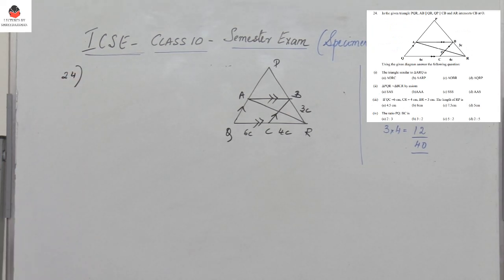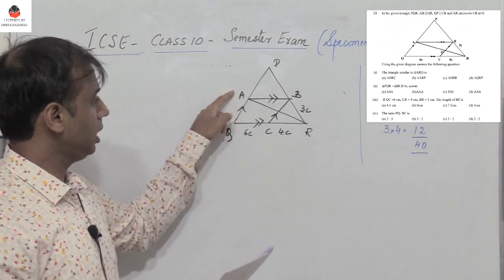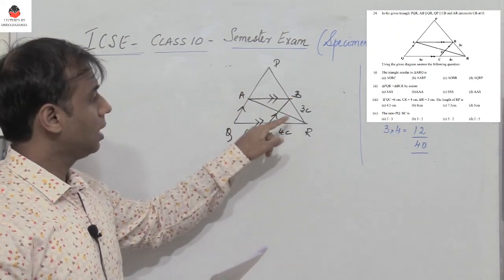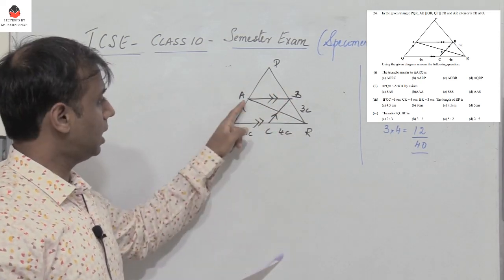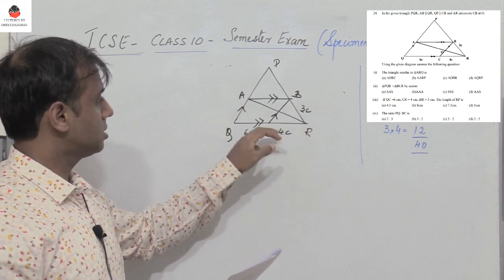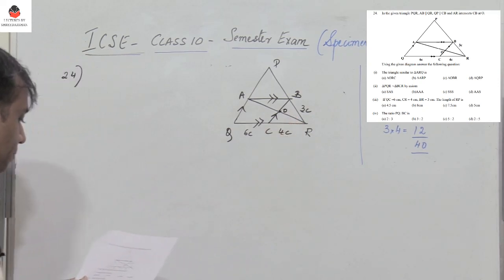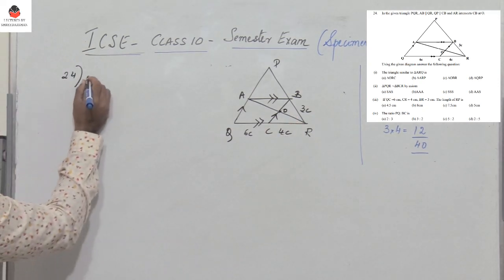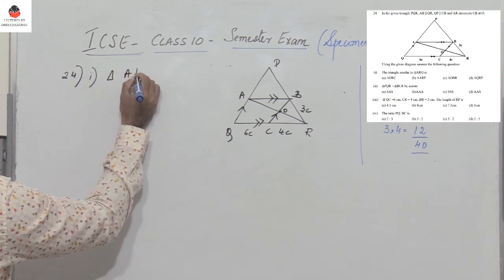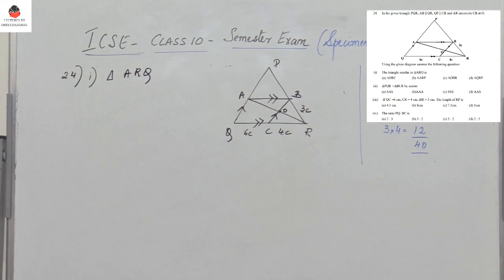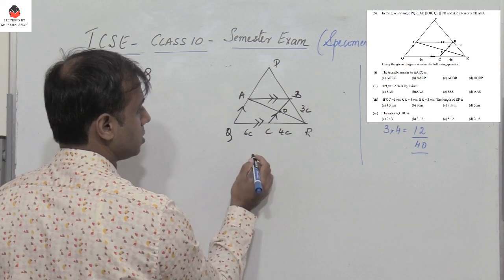So problem 24, in the given triangle PQR, we have AB parallel to QR and also QP parallel to CB, and AR intersects CB at the point O. So this is point O, right? So very simple question. The triangle similar to ARQ. Now what is ARQ? So this is ARQ. So ARQ is similar to which triangle?